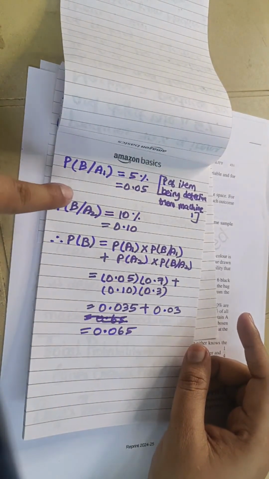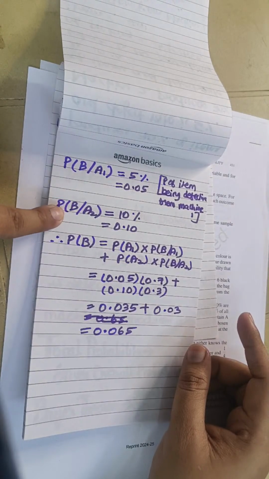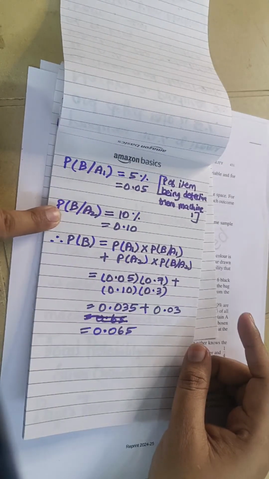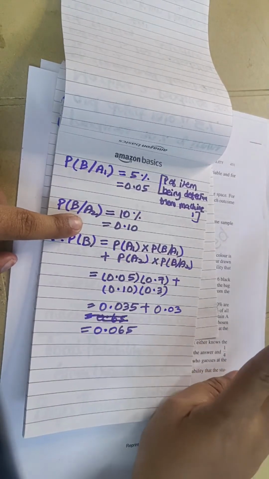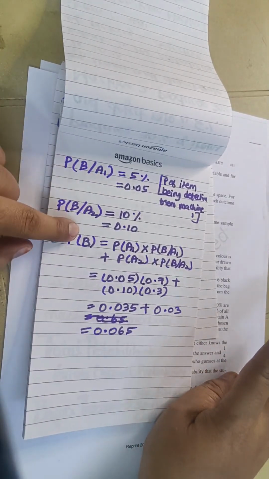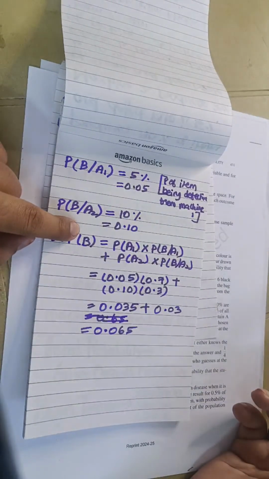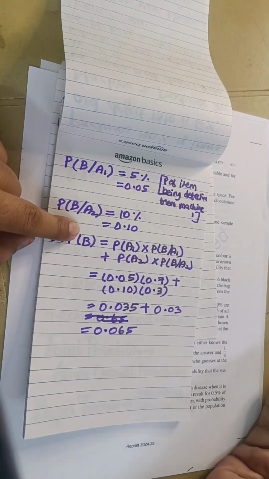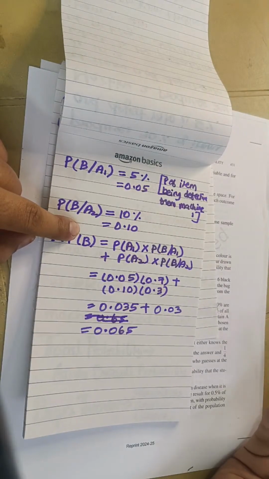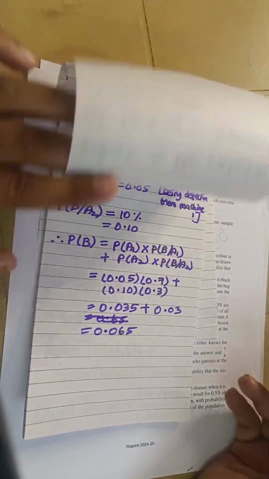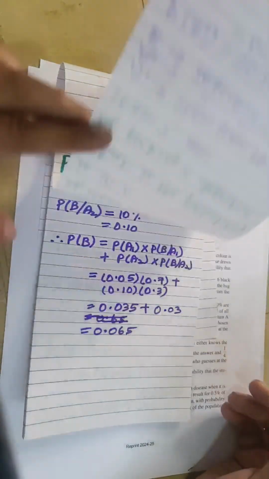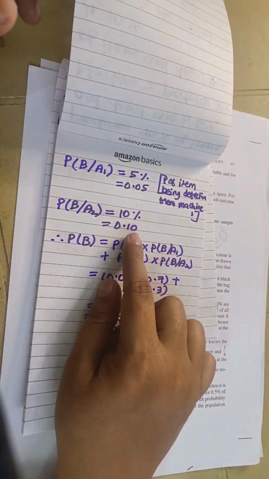And now, the probability of an item being defective from machine 2, because we have two machines, machine 1 and 2. So the defective item can be from machine 1, can be from machine 2. They have not mentioned here, so I am finding the probabilities for both. As they have mentioned in the question, it is 10%, that is 10 by 100.